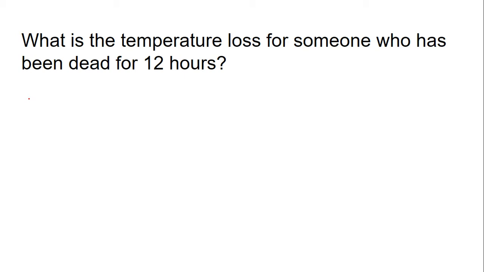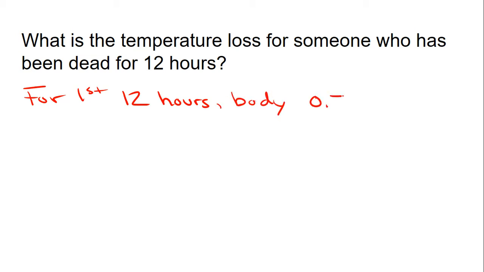So if we remember what the rate is: for the first 12 hours, the body loses 0.78 degrees Celsius per hour. That is how much it is cooling every hour. And then after the first 12 hours, it's going to cool at a slightly slower rate, only about 0.39 degrees Celsius per hour. But right now, we only want to know this first 12 hours mark.